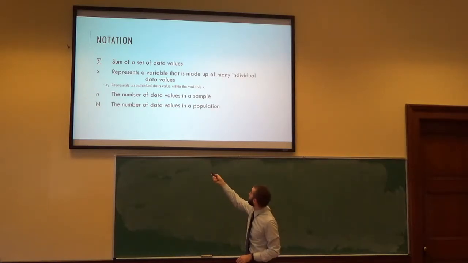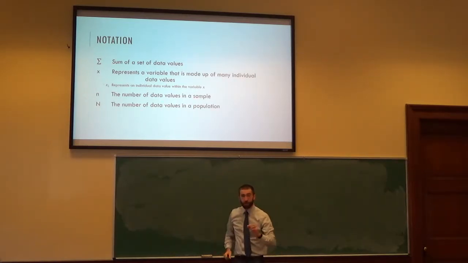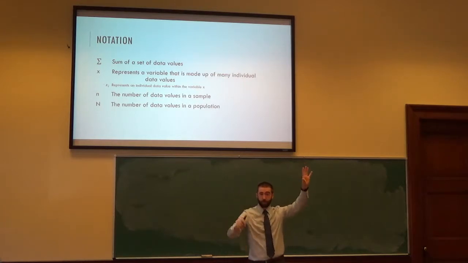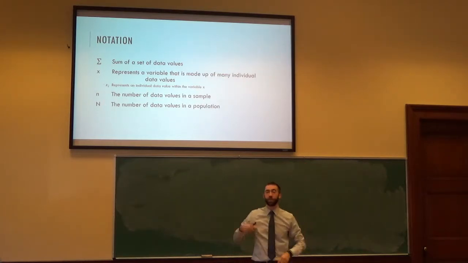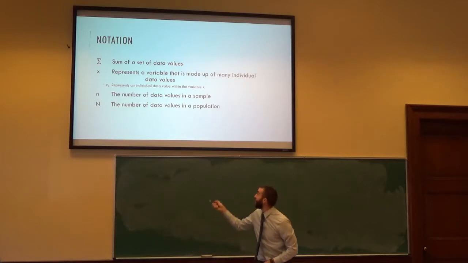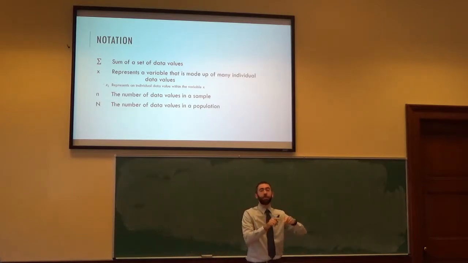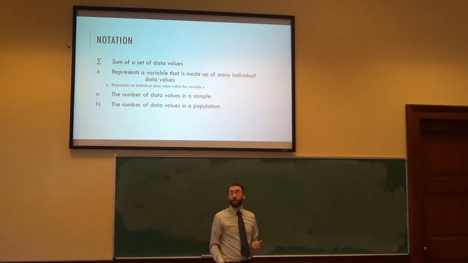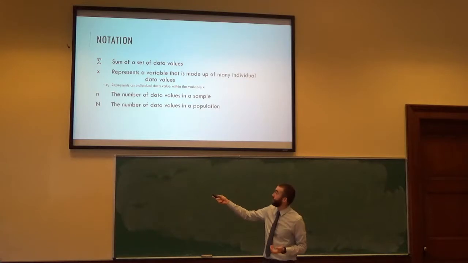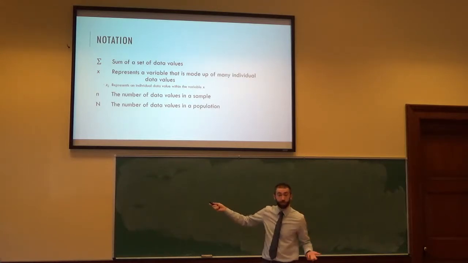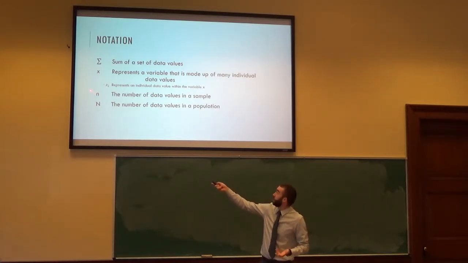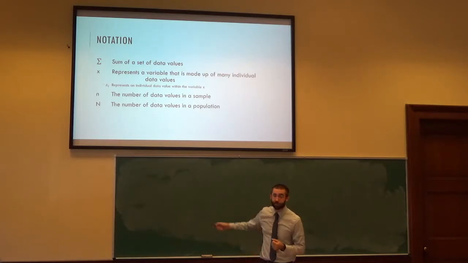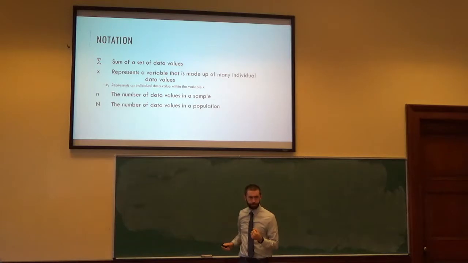n is the number of the data values in a sample. Remember I said there's a population and then there's the sample? Lowercase n always refers to the number of people in your sample. Capital N always refers to the number of people in the population. So if we're looking at a study of farmers in northern Ghana, capital N might be 2 million, but I only collect data on 2,000. So lowercase n is 2,000. See what I mean there?